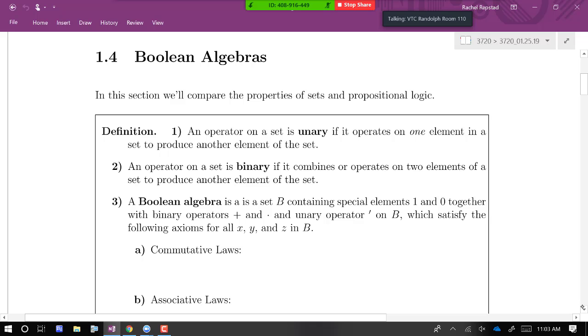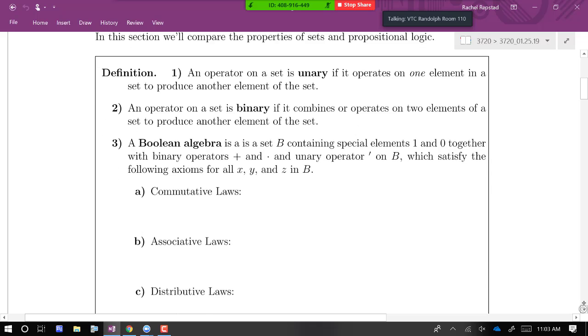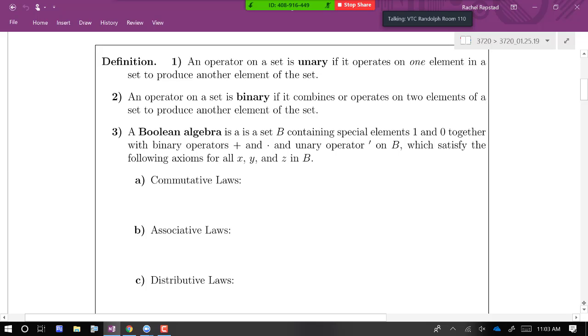And a Boolean algebra is a set with some elements and a couple of operations that behave in particular ways. So our Boolean algebra has to have some special elements that we call 0 and 1. They have to have some binary operations, which I'm just writing as plus and times, but don't think of them as addition and multiplication of integers. We're just using these as abstract operations. And then a unary operator, which is like the complement. And what makes it a Boolean algebra is that the set with these operations behave according to these laws.